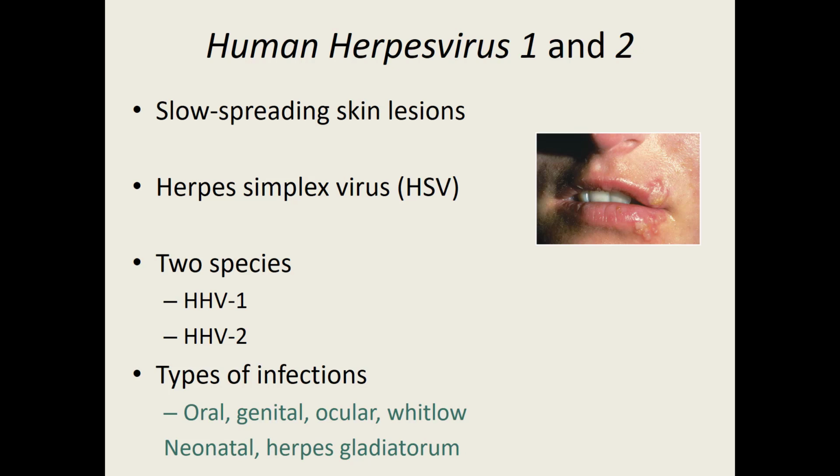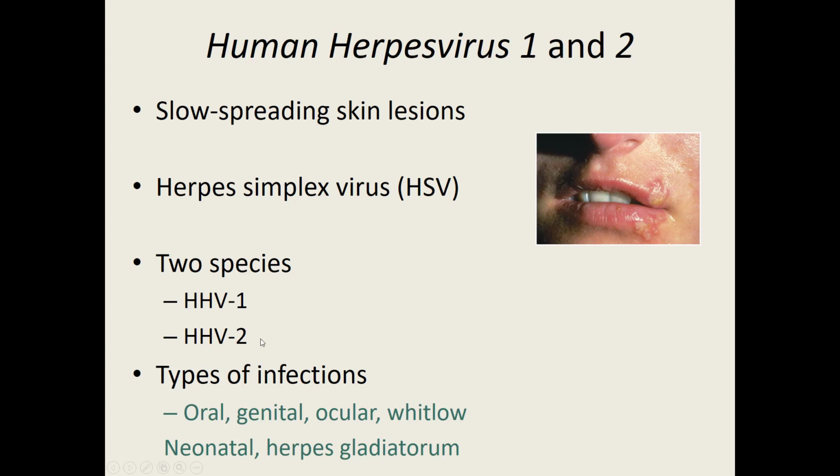The human herpes 1 virus generally affects above the waist. The human herpes virus 2 generally affects below the waist. Now, where the virus decides to show its manifestations, where it shows these skin lesions, depends on the type of infection you have with one of these viruses.